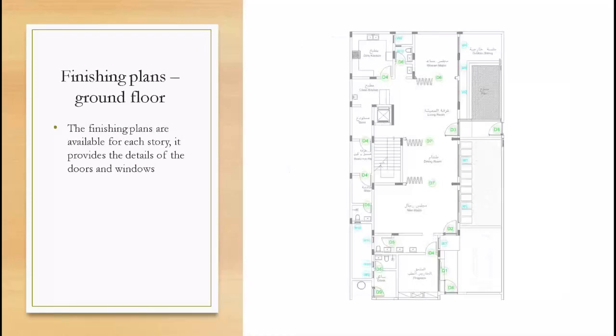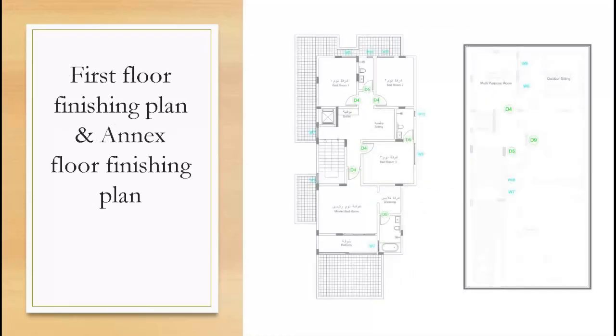Finishing plans, ground floor. The finishing plans are available for each story. It provides the details of doors and windows. Like the plan, we can see the letters in many kinds of colors. First floor finishing plan and annex floor finishing plan. Also, we can see the details with the letters with numbers.